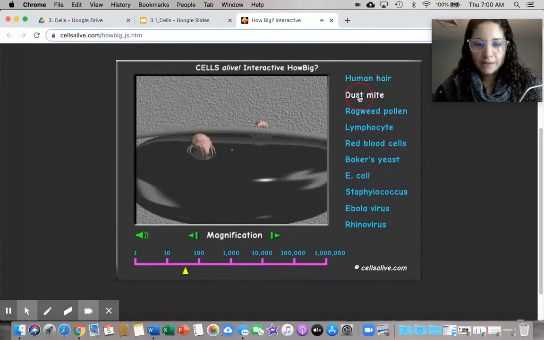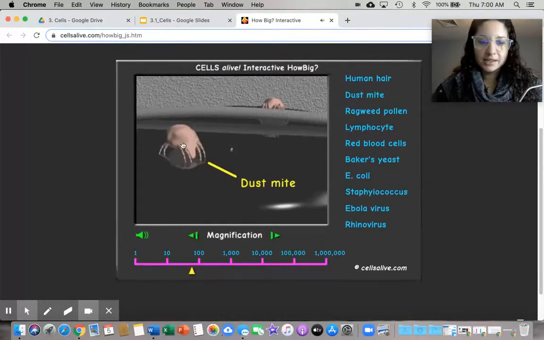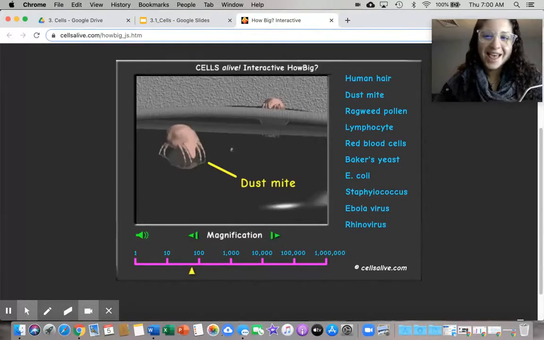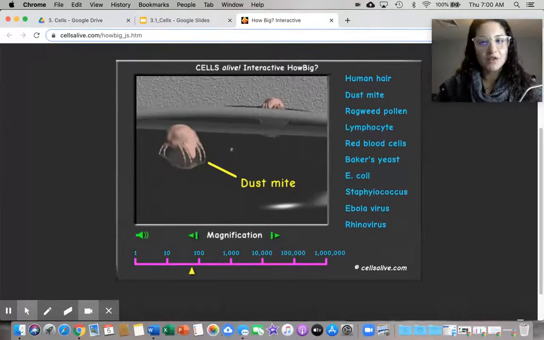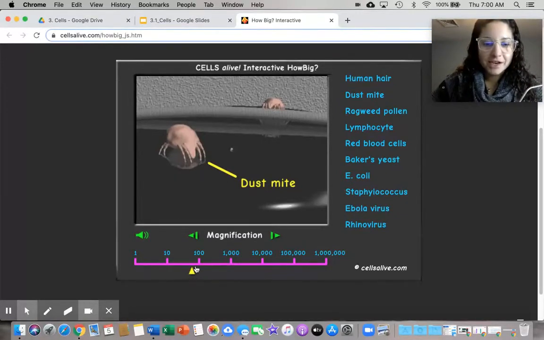Oh, here we go. So there it is. This is a dust mite. These guys are fun creatures. This is a multicellular organism, so it is made out of multiple cells, but it is still very, very tiny. We can't see it with our naked eye. If you look down here, we're probably around 80 to 90 times magnification of what the human eye can see. It's just below 100. So they are very, very tiny.